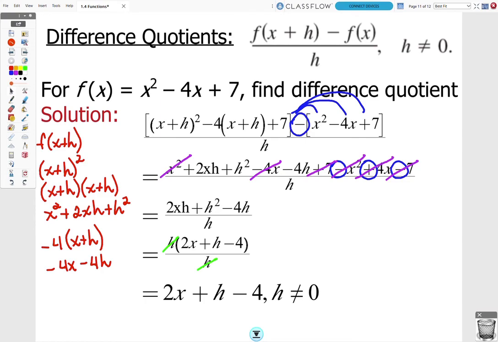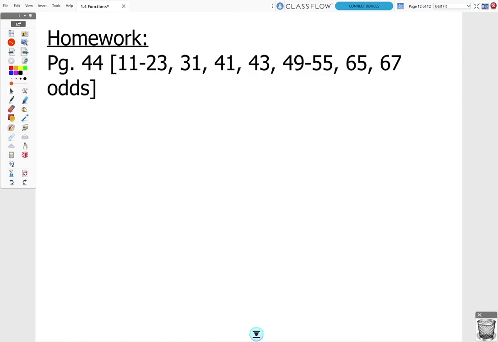So if it seems a little bit confusing, just know that this is a little more advanced of a concept. Right now, I just need you to focus on the algebra side of things. All right, so that brings us to the end of section 1.4.